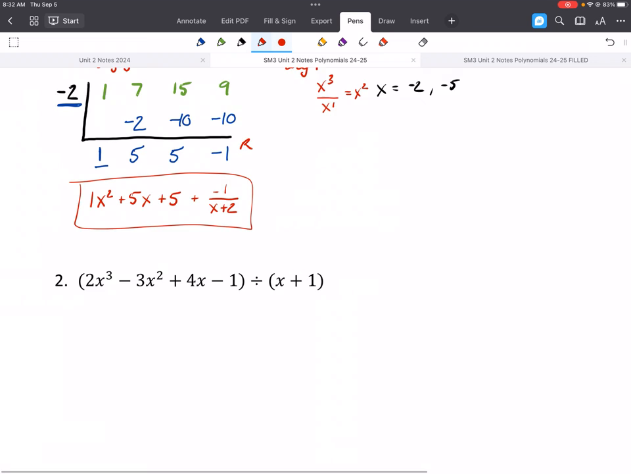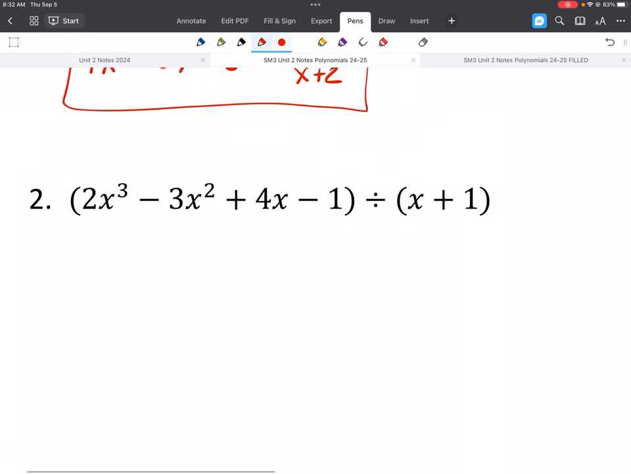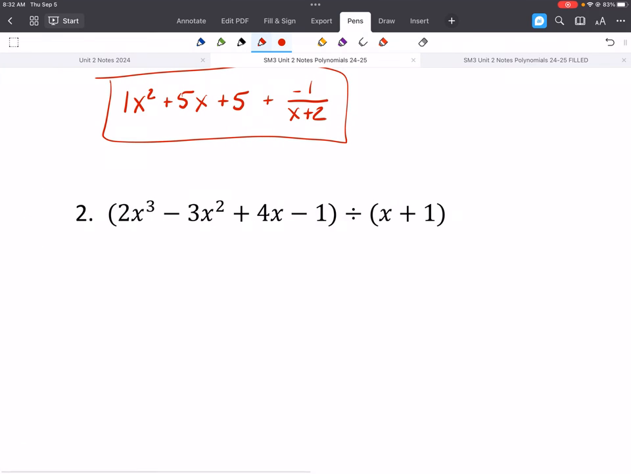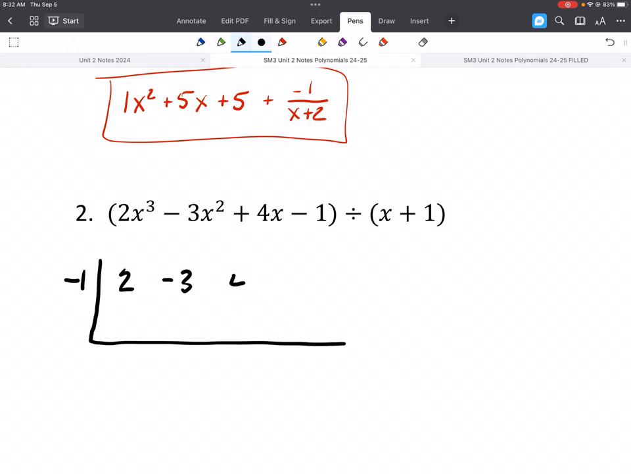So this one's about the same, has a cubic. We're dividing it by a monic linear factor, right? This part, okay? So we're going to go a little quicker for this one. We're going to write down our 0, so that would be -1. Write down your coefficients. So we got 2, -3, 4, and -1.